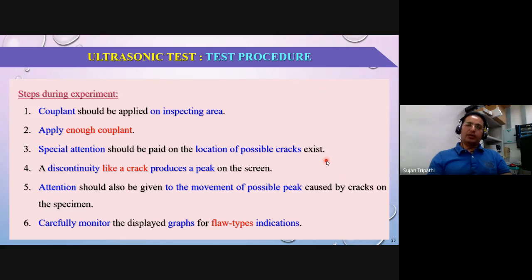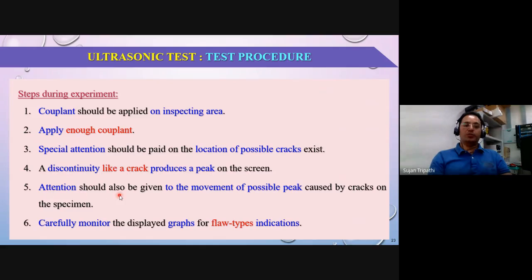Let's see the crack, right? Defects like a crack, we can predict from the surface. So you can observe those defects by observing the surface. And next, a discontinuity like a crack produces a peak on the screen. You have to observe the screen carefully. If there are some cracks or defects, the peak of the waves will increase, right?